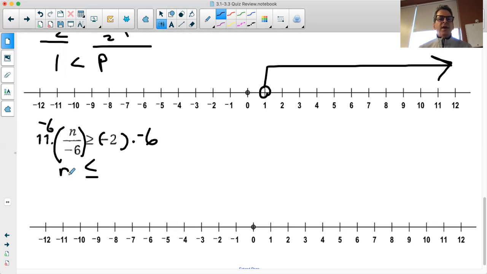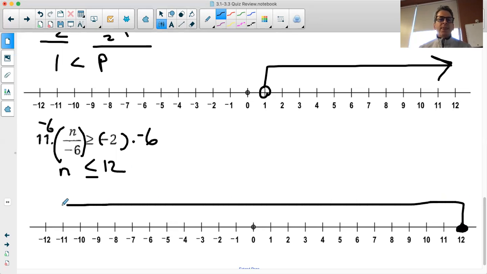So our answer would be n is less than or equal to negative 2 times negative 6, which is positive 12. So over here at 12, we're going to have a solid dot because we're including the 12, and we're going to graph everything less than 12. And that'd be number 11.